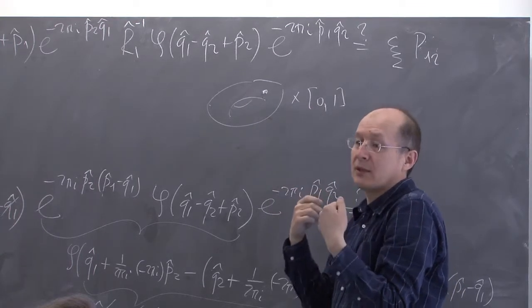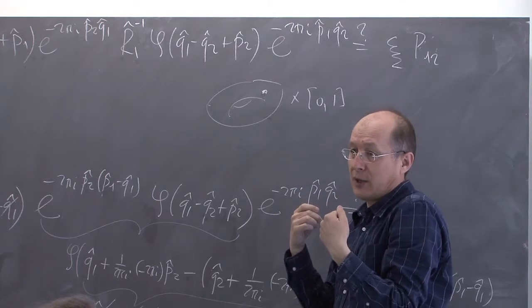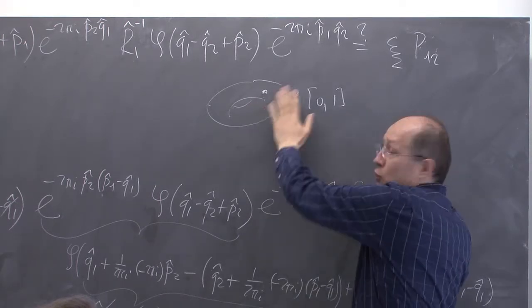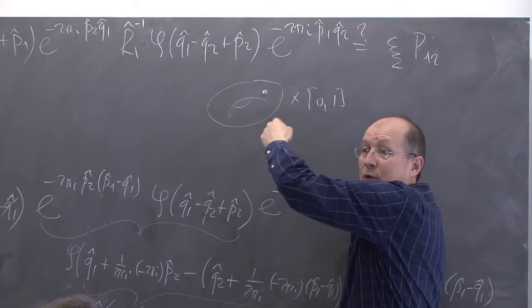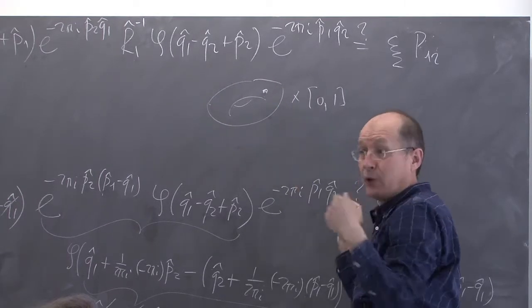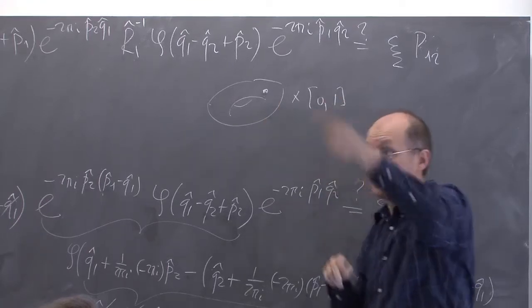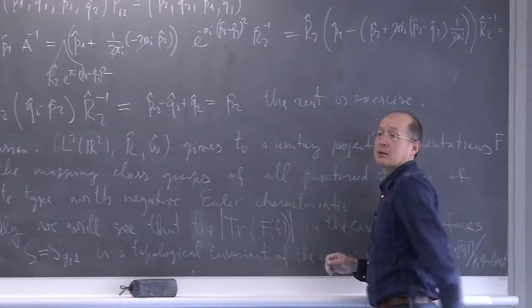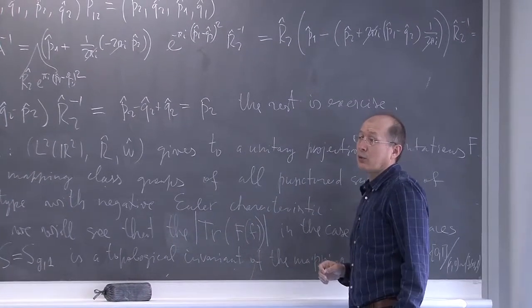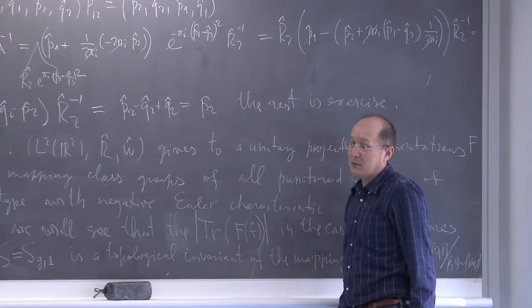It's a complement of that circle in the mapping torus over the closed torus. So it will be an invariant of a knot. This circle represents a knot in this mapping torus. And this trace, the absolute value of it, will be the invariant of that knot in that 3-manifold.